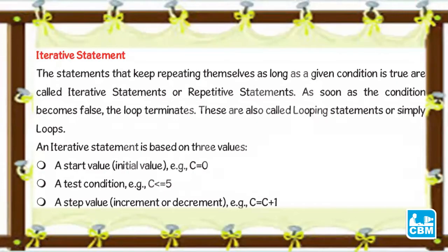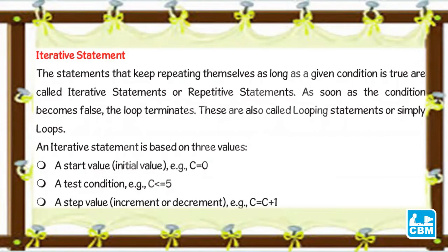Iterative statements are the statements that keep on repeating themselves as long as a given condition is true. When the condition becomes false, the loop terminates itself and the iterative statements stop executing. These are also called looping statements or simply loops.